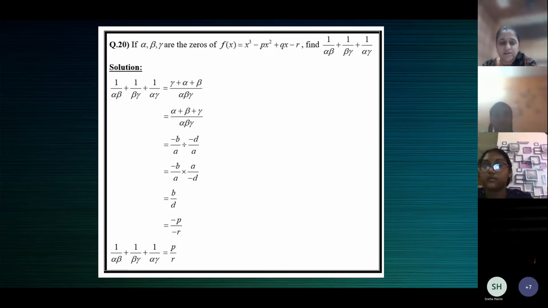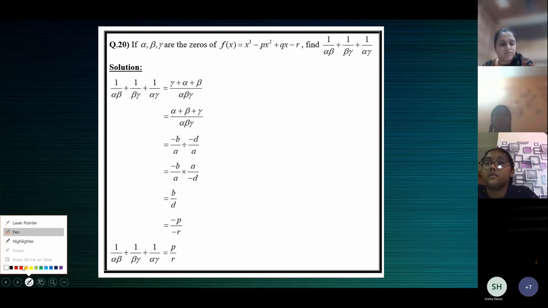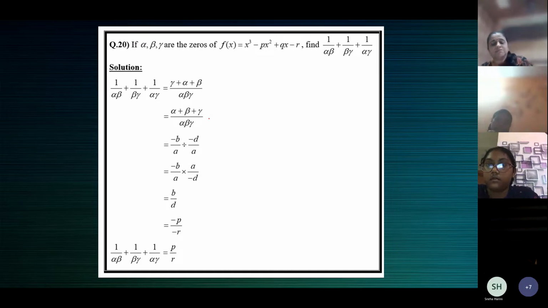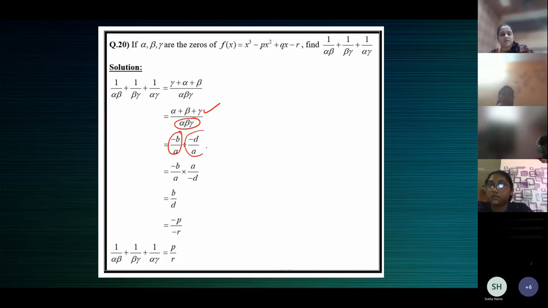Okay, I've just worked it in a different way here. So after taking the LCM, nothing to get confused. This is alpha plus beta plus gamma, which is minus b by a. You can also do it like this, divided by alpha beta gamma, which is minus d by a. So it's minus b by a into a by minus d. A and a get cancelled. Minus and minus cancel. So b by d. You can also work it like this, b by d.